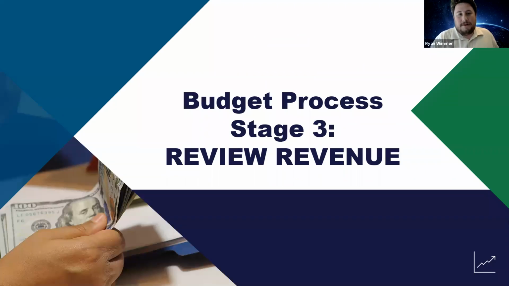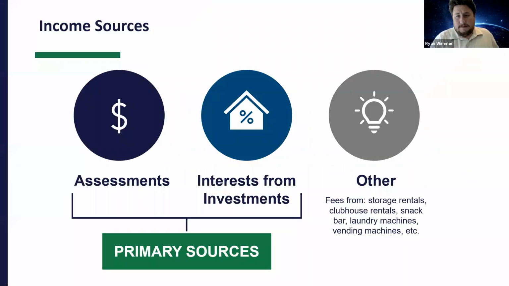All right, budget process, stage 3, review revenue. The primary sources of income for an association are assessments, obviously, and interest from assessments. While it might be tempting to make late fees and penalties a separate line item, this isn't a good idea. You're sending a message to owners that they need to misbehave in order for the association to balance the budget.